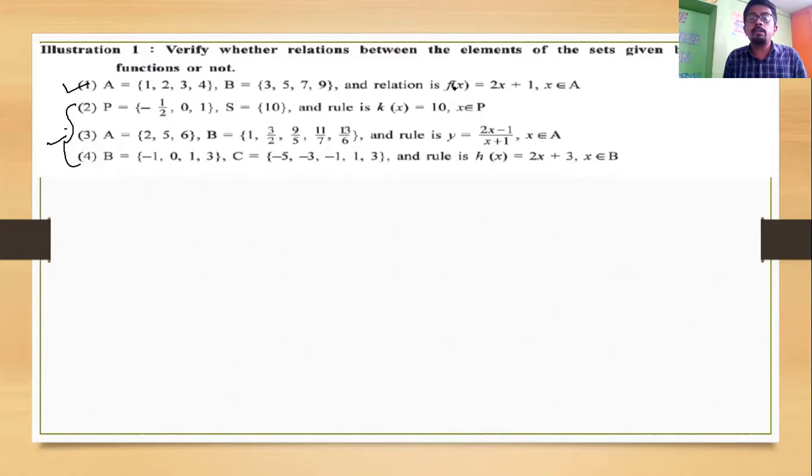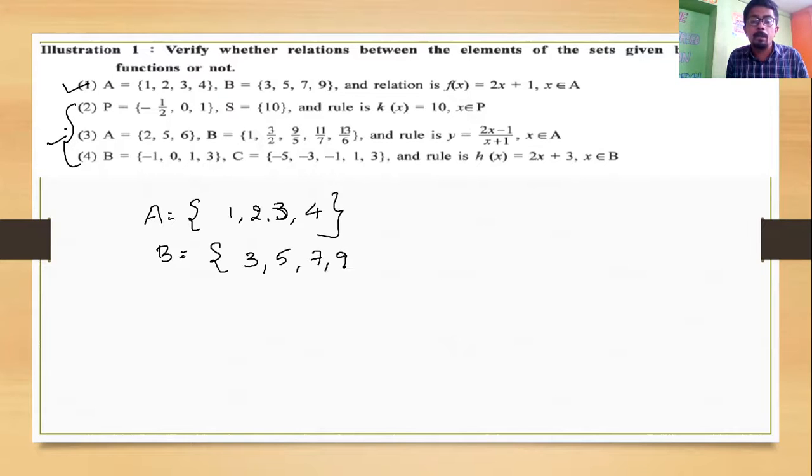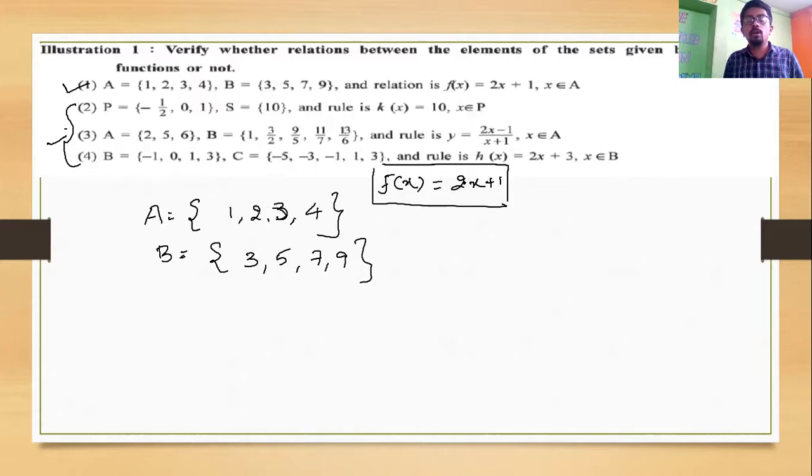See, you are given the set A. Set means a collection. You are given a collection like A equal to {1, 2, 3, 4}. In B, what do we have? We have the elements 3, 5, 7, 9. And we have the function given to us as f of x is equal to 2x plus 1. This is the main thing, and it will be given in the question itself. We have to check whether it is a function or not.